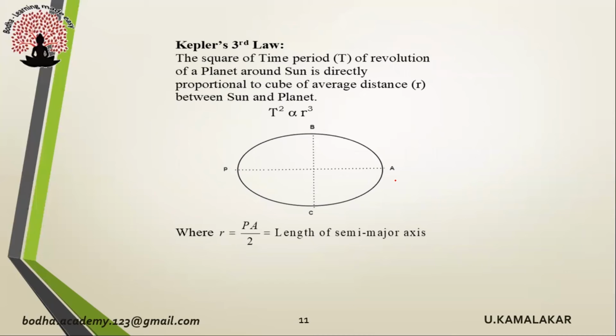Kepler's third law. The square of time period of revolution of a planet around sun is directly proportional to cube of average distance between sun and planet. That is, T square is proportional to r cube, where r is length of semi-major axis.